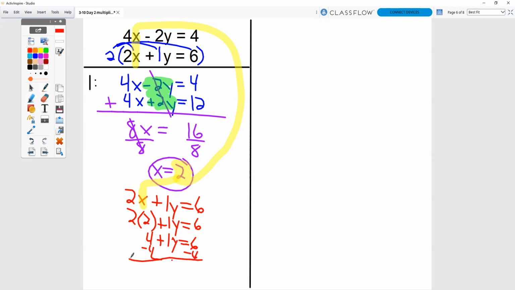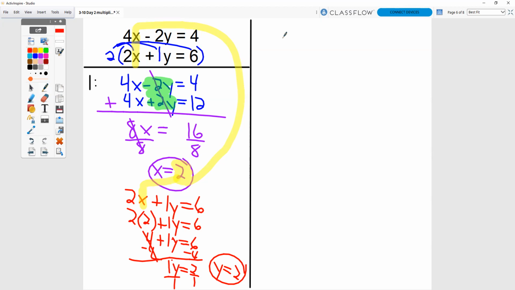-4, solving that two-step equation. So I have 1y equals 2. Divide by 1, and you get y equals 2. So my two answers are, what did I do here? Did I screw this one up? Oh, no. X equals 2 and y equals 2.